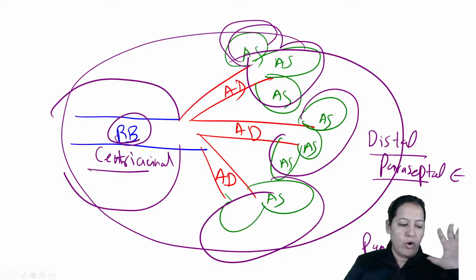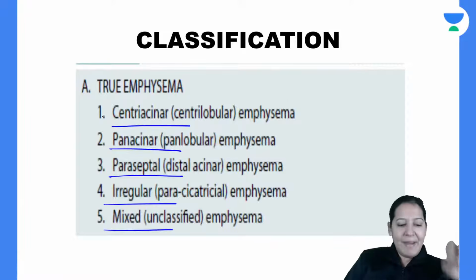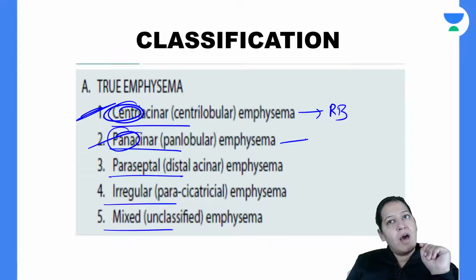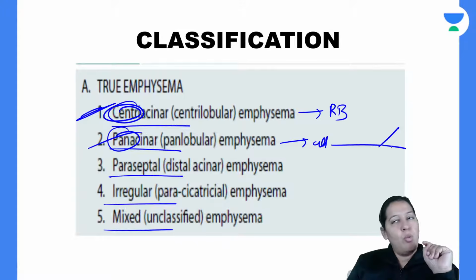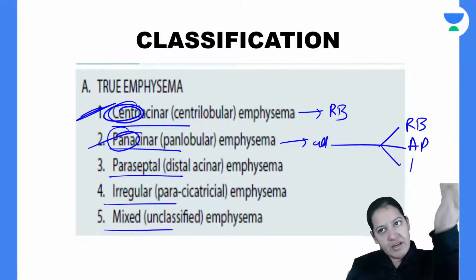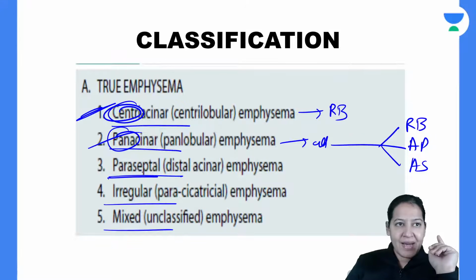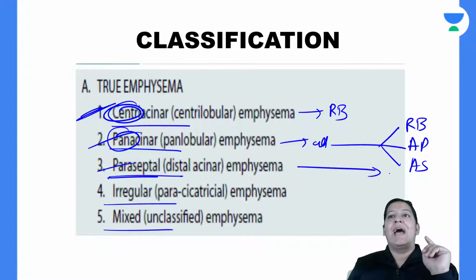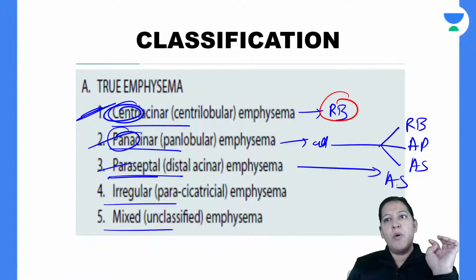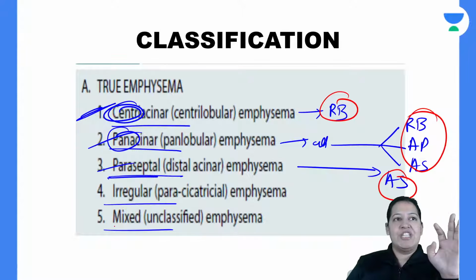Have you got it? What are the 3 types? The main 3 types are centriacinar, where only the central structure is dilated, that is respiratory bronchiole. Panacinar, where all are dilated. All means all 3: respiratory bronchiole giving rise to alveolar duct giving rise to alveolar sac. And paraseptal, where only the distal is dilated, that is alveolar sac. So what is dilating: only respiratory bronchiole, only alveolar sac, or all of them? It depends on the 3 types.